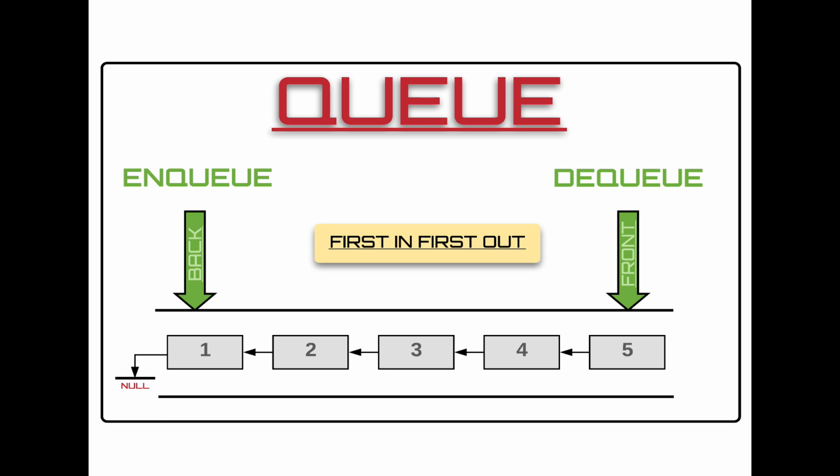A queue is a simple linear data structure which is a container of objects that are inserted and removed according to the first in, first out principle. Elements can be enqueued from the back and dequeued only from the front, similar to a queue at a grocery store. Alright, so let's dive into some code.